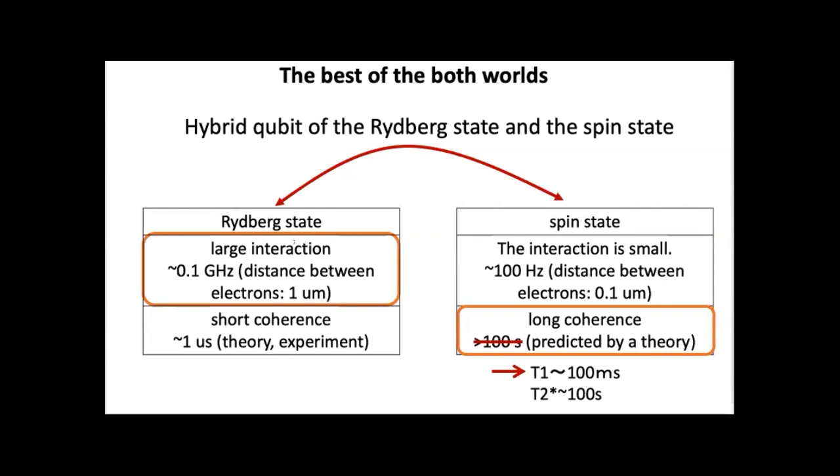But to transfer the qubit state between the Rydberg state and the spin state, we need an interaction between them. We don't have such an interaction intrinsically, so we should create an artificial interaction. If we make the interaction between the Rydberg state and the spin state, we open a path for the relaxation of the spin state via the Rydberg state, and then the coherence time becomes a little bit shorter, but it's still long enough.